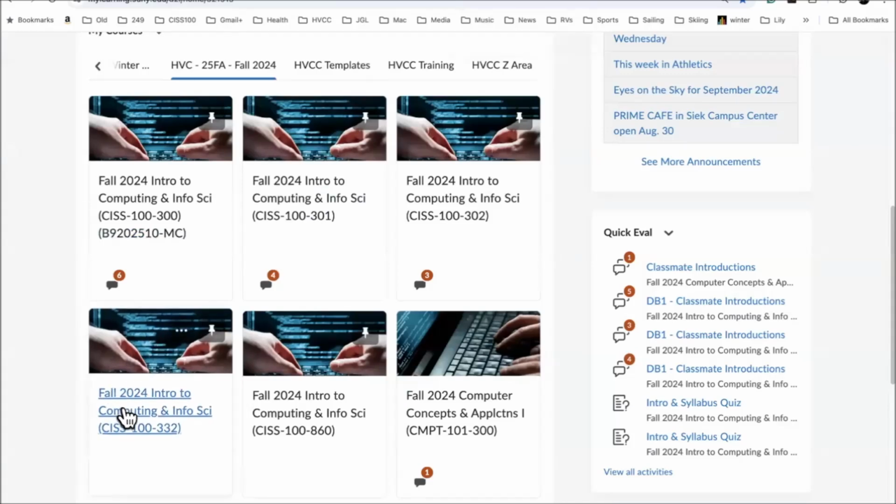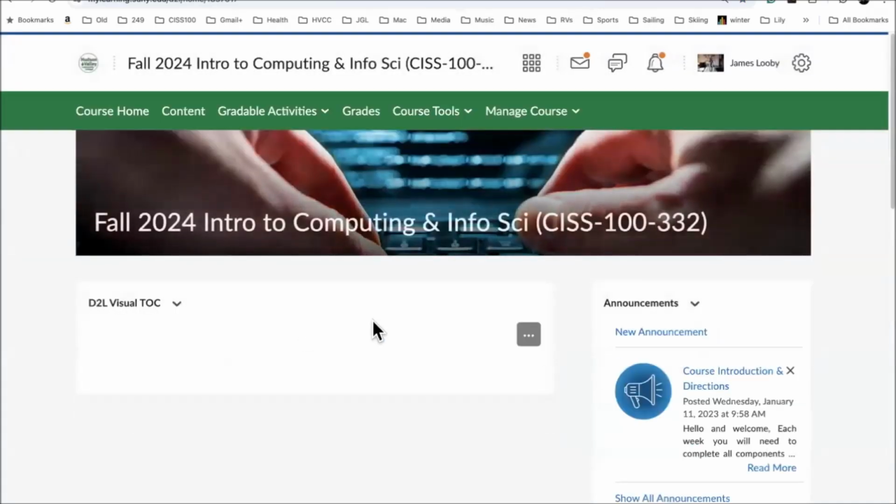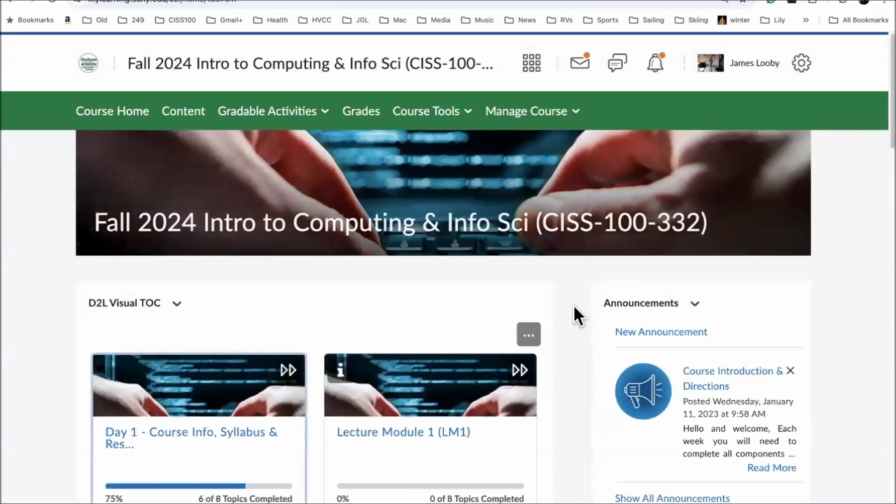And I'm going to jump into our section. So this is CISS 100-332. This is a hybrid section, as you know. We have 2 hours in class via Zoom each week, and then the other 2 credit hours are performed online. And we moved to this structure actually over 10 years ago. It worked very well. This way we don't have to give quizzes in class. They can be completed at the student's discretion.